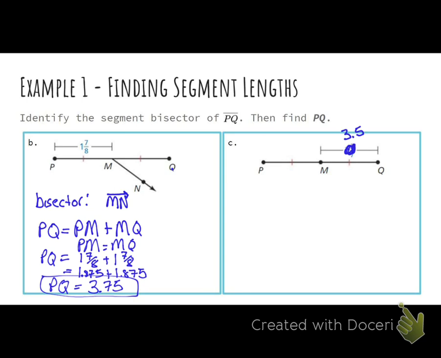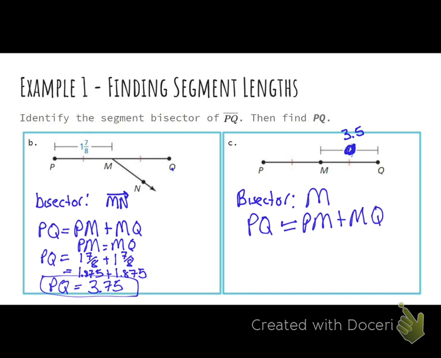So we edited our notes to let MQ equal 3.5. Can somebody set up, well, actually, let's do this real quick. What is our bisector? Is it a point, a line, or a ray, or a segment? What's our bisector? Point M. So we're here. Does somebody want to try to write our statement? Cam? PQ equals PM plus MQ. Perfect.